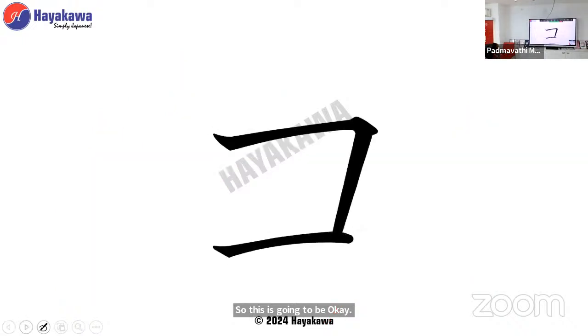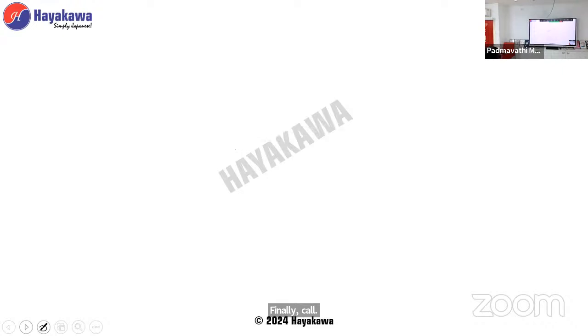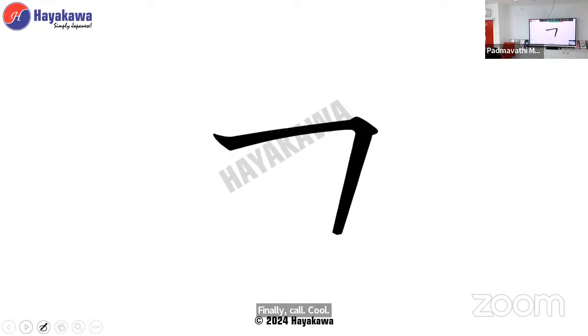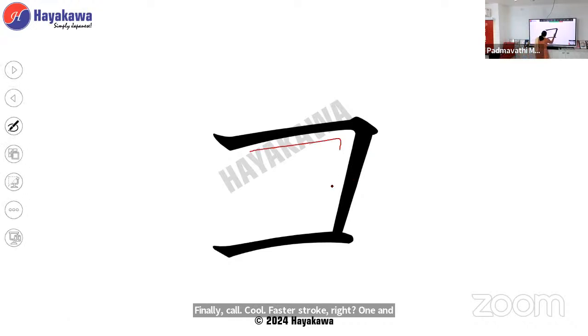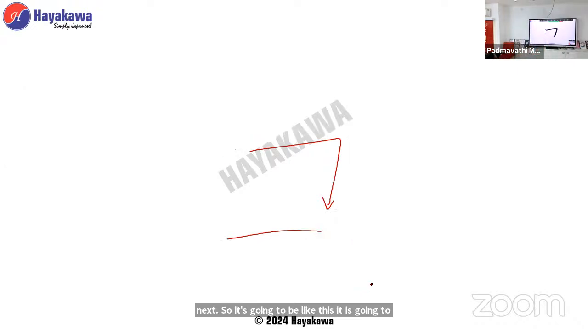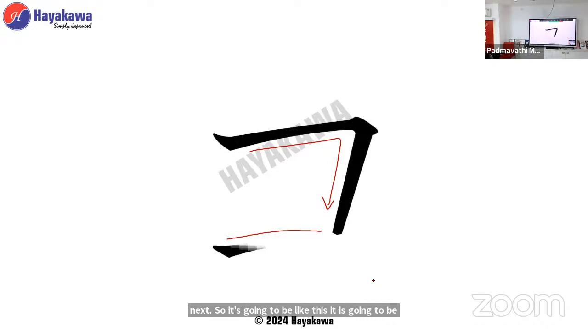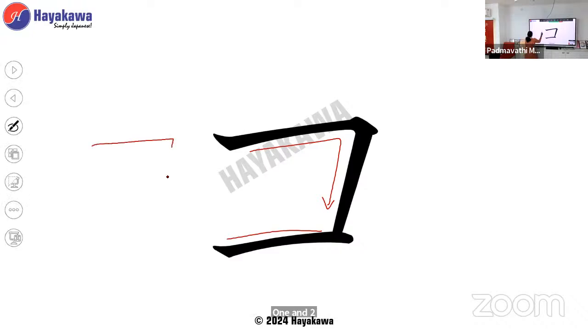Finally, ko. So ko, first stroke, right? 1 and 2, like number 7, it is like that. So this is one full stroke. And then we will put the next one. So it's going to be like this. It is going to be ko. 1 and 2. Ko. Ka, ki, ku, ke, ko.